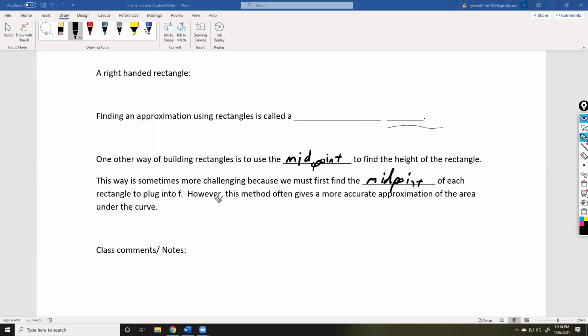Midpoint of each of those to plug into f. It's often a more accurate approximation of the area. So midpoint Riemann sum is usually going to be a better choice, but it's usually a harder thing to actually evaluate.